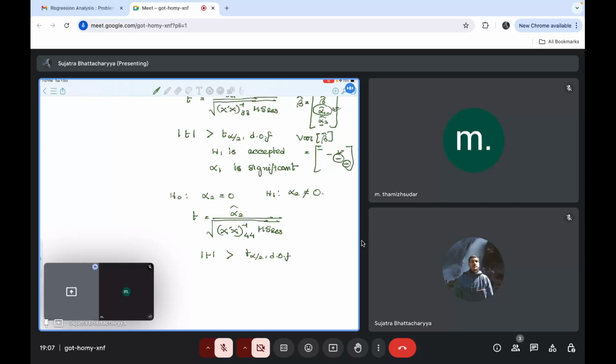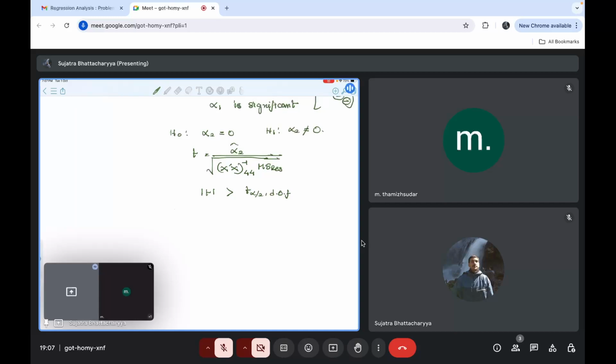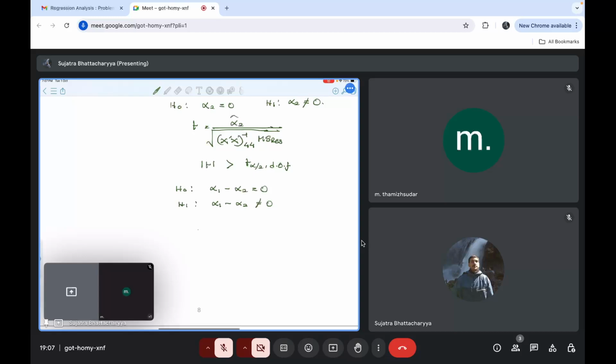Fine. And finally, it will be for alpha 1 minus alpha 2, which is H0: alpha 1 minus alpha 2 is equal to 0, and H1: alpha 1 minus alpha 2 not equal to 0. And for that, your statistic will be like this. This will be the variance of alpha 1 hat minus alpha 2 hat. So how will you write? We know that variance of alpha 1 hat minus alpha 2 hat will be nothing but variance of alpha 1 hat plus variance of alpha 2 hat minus 2 into covariance of alpha 1 hat, alpha 2 hat.